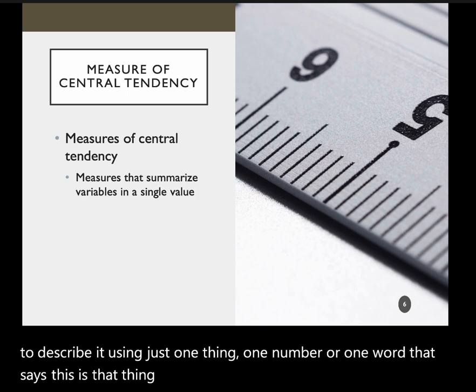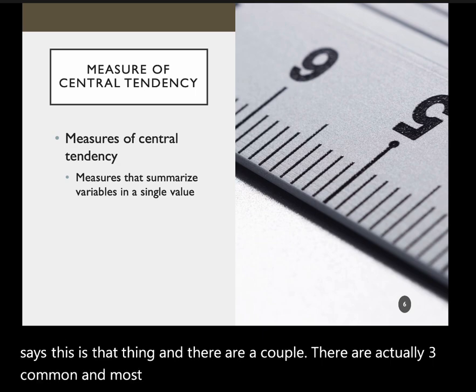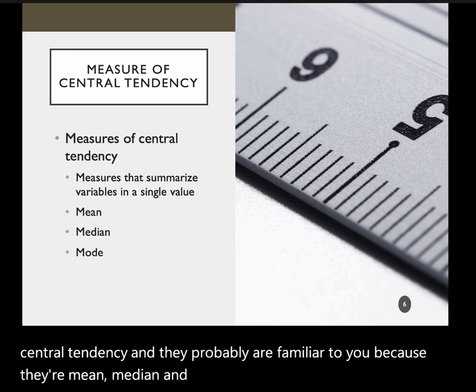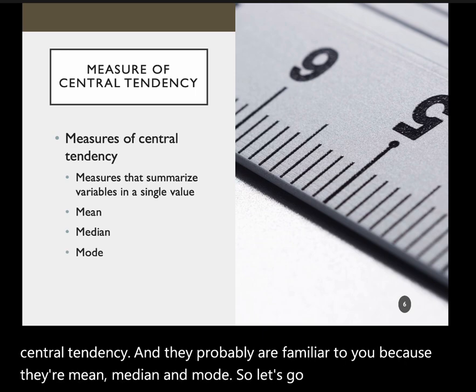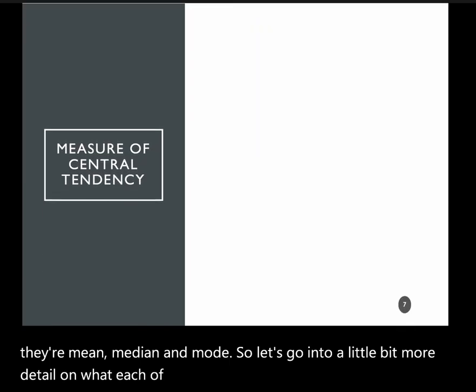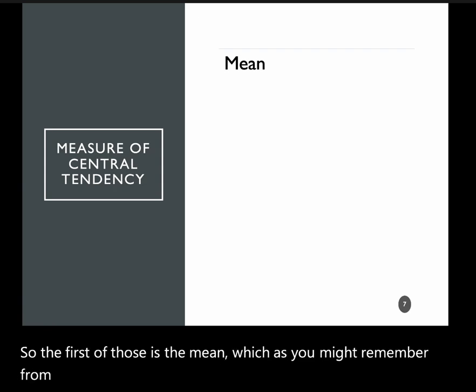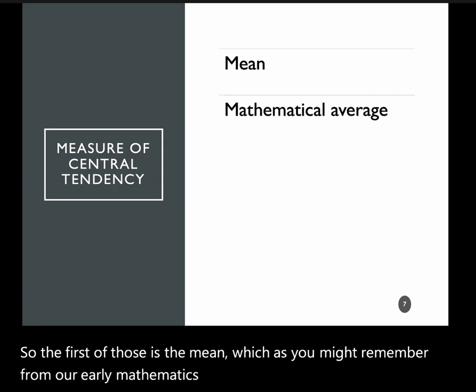And there are actually 3 common and most utilized, really the only measures of central tendency, and they probably are familiar to you because they're mean, median, and mode. So let's go into a little bit more detail on what each of these mean. The first of those is the mean, which, as you might remember from our early mathematics days, is the mathematical average of a set of numbers.